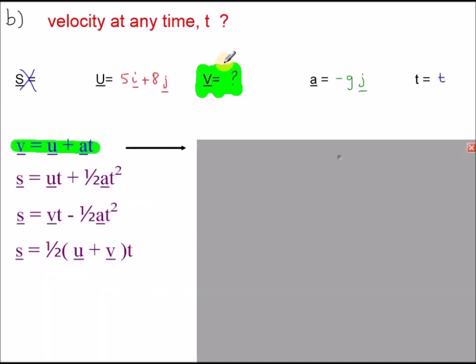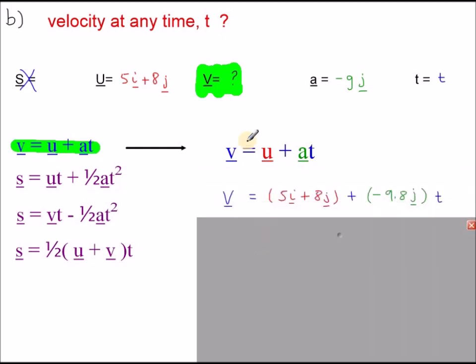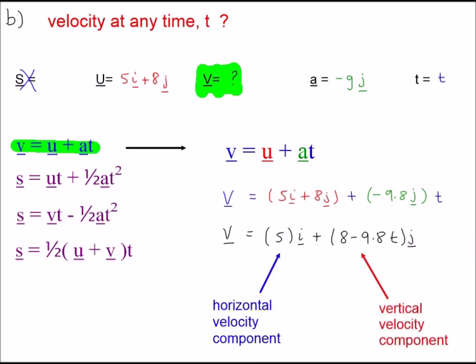So the SUVAT formula without s is this one, v equals u plus at, and using the vector form we substitute our values in. So vector u is 5i plus 8j, plus, then we have the acceleration vector, minus g j, or minus 9.8j, using g as 9.8 meters per second squared, multiplied by t, where t is a scalar. At the moment we have a j component here and another j component here. We can group like terms, simplifying, and then we get this.